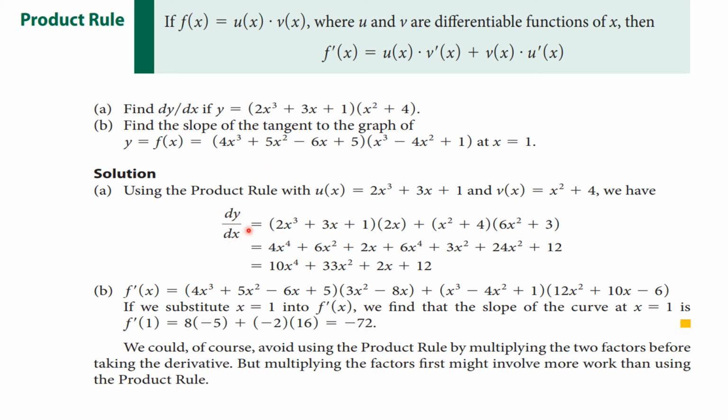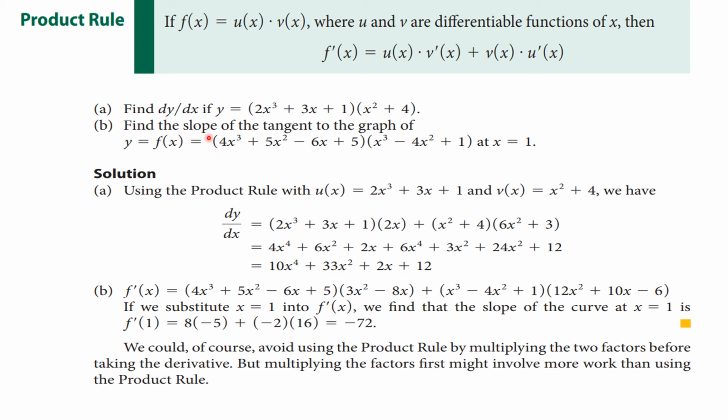Dy by dx is equal to the first function times the derivative of the second function, which is 2x, plus the second function times the derivative of the first function. The derivative of the first function is 6x square plus 3. And then after you simplify, you will get 10x to the power 4 plus 33x square plus 2x plus 12.